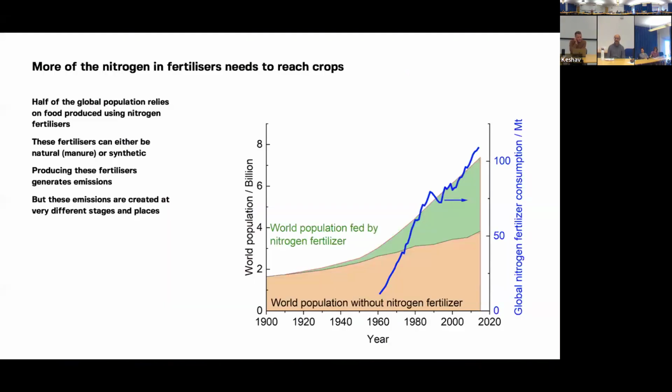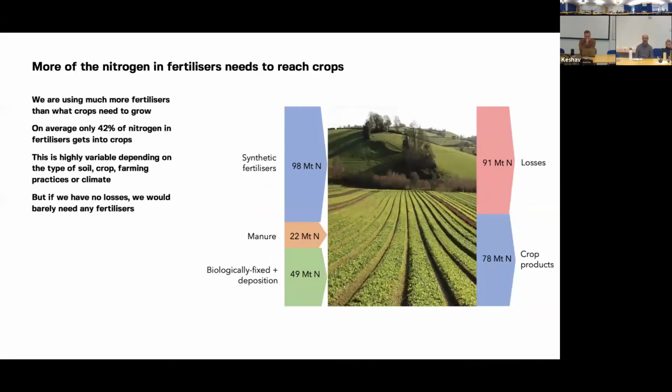So that's complexity. More of the nitrogen in the fertilizer needs to reach crops. This is some work by Andre Sereno, my colleague. We showed that half the world's fed by fertilizer, so you can't just get rid of fertilizer. But when we look at the fertilizer account in a simple picture, we've got the synthetic 98 million tons of nitrogen, manure, and biologically fixed. We need crop products of about 78, and there's 91 million tons of loss when we put that on the ground. So if we could remove those losses, we almost don't need any synthetic fertilizer.